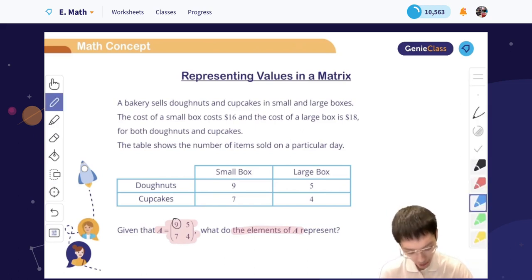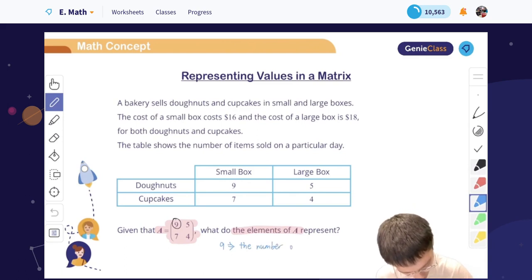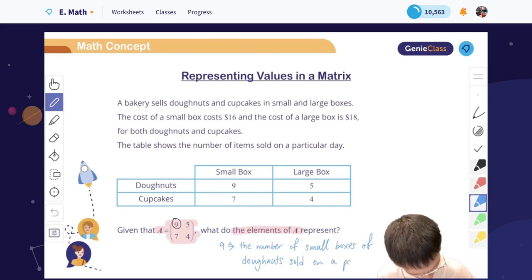In fact, let me just write it down. The number 9 over here represents the number of, in this case, small boxes of donuts sold on a particular day. Here's the notion over there. That is what it means: the number of small boxes sold on a particular day. And if you repeat for each of the elements, this is what we represent.